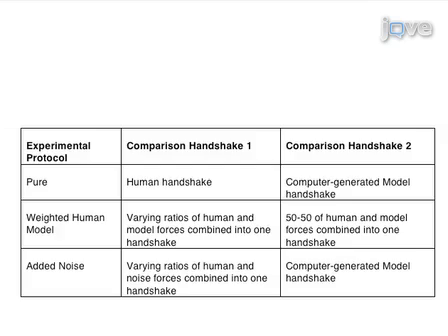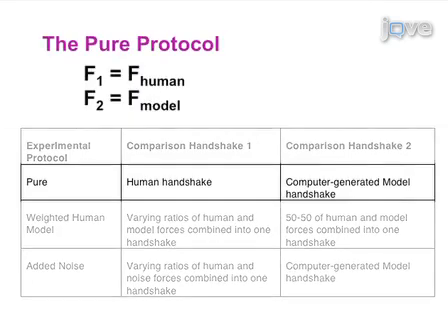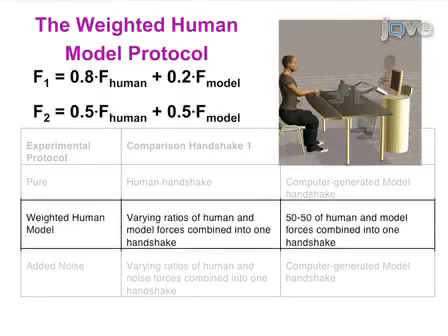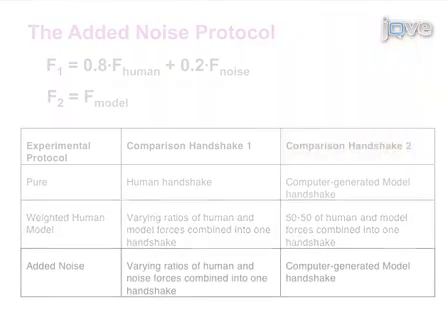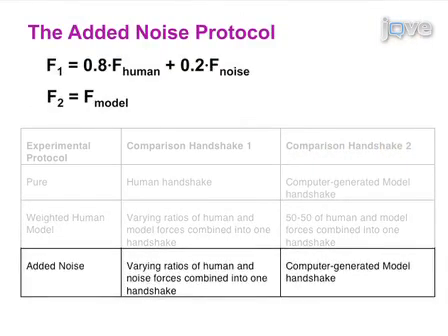The three experimental protocols demonstrated in this video differ from each other by the composition of the handshakes that are compared. The first protocol is the pure Turing Test protocol, where the choice is between a human handshake and a computer-generated handshake. The second protocol includes handshakes that are varying compositions of human-generated and computer-generated forces. The third protocol includes handshakes that are varying combinations of a human-generated handshake and noise, or purely computer-generated forces.